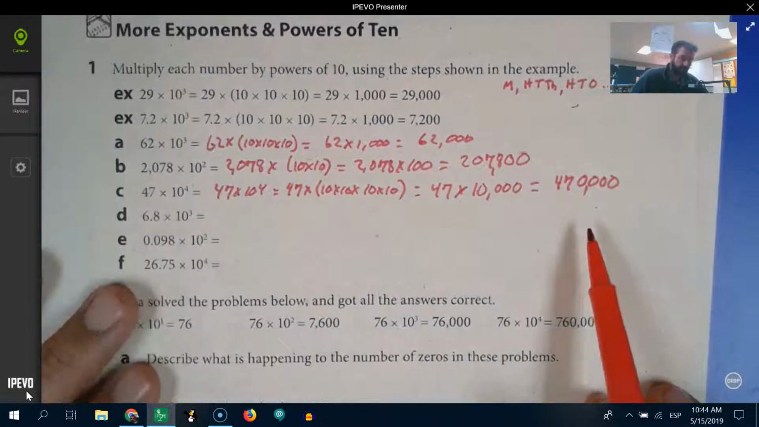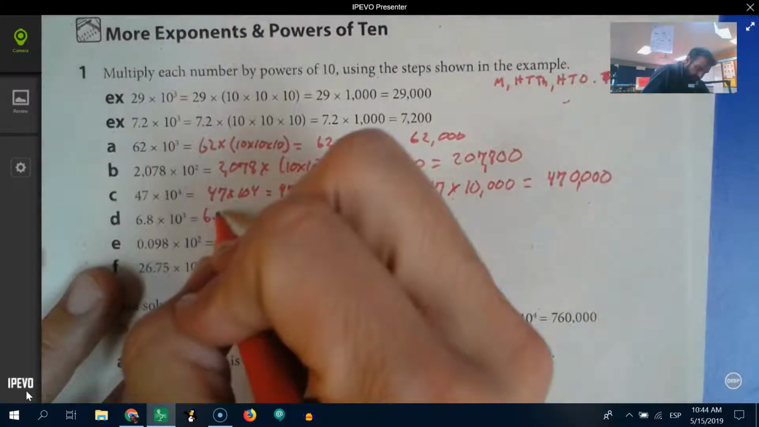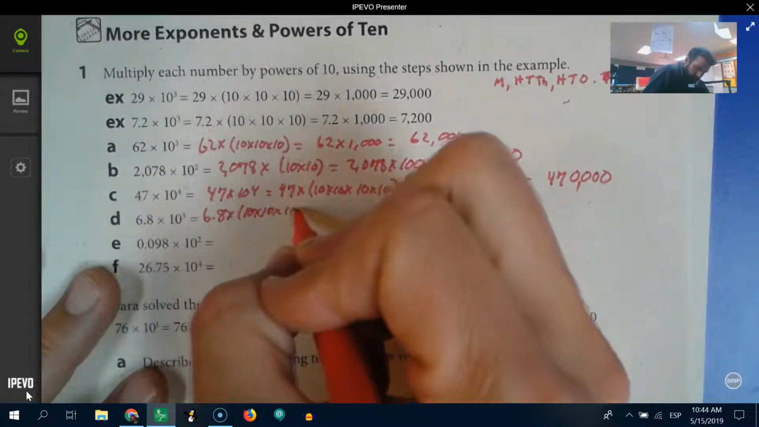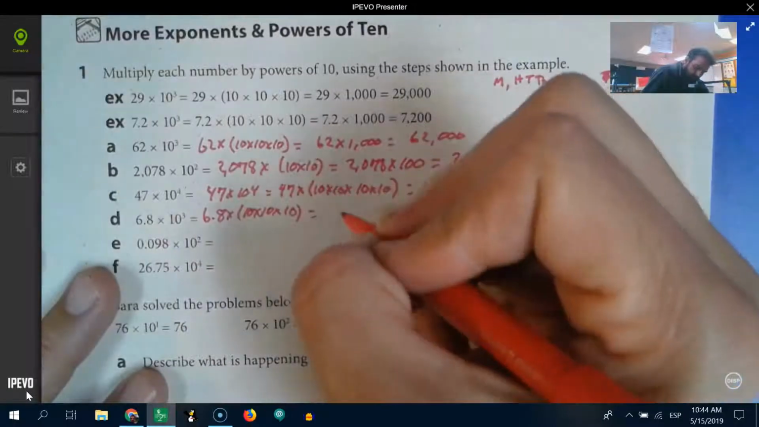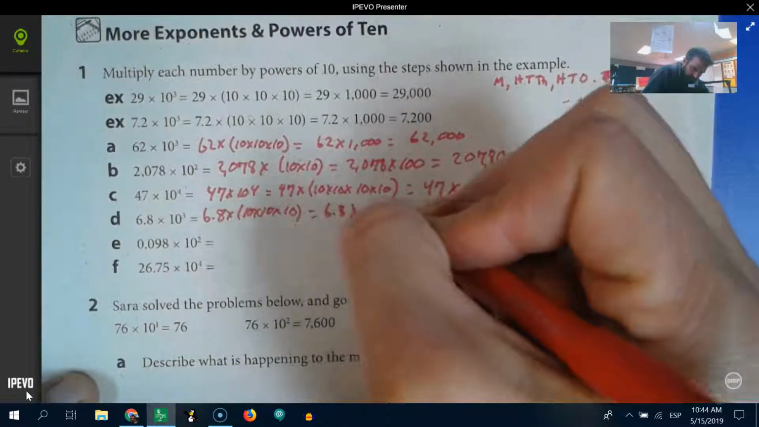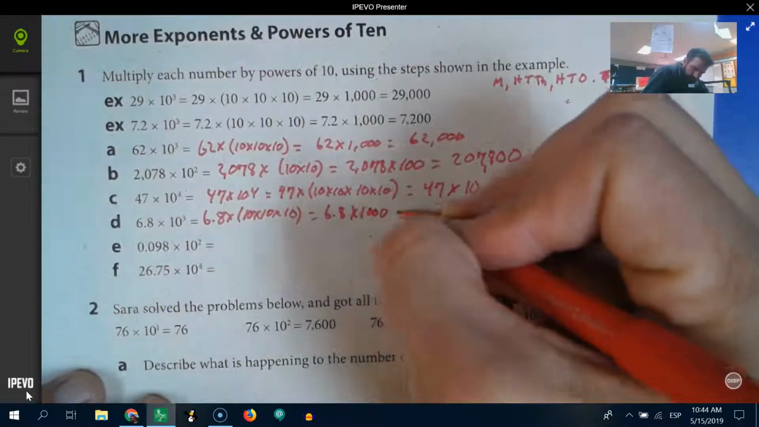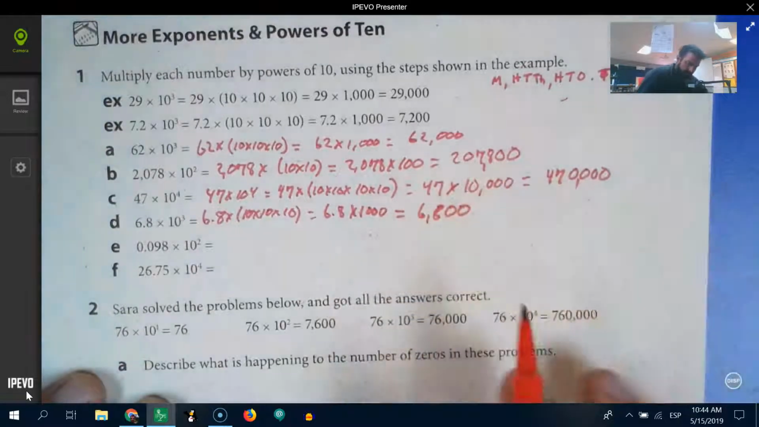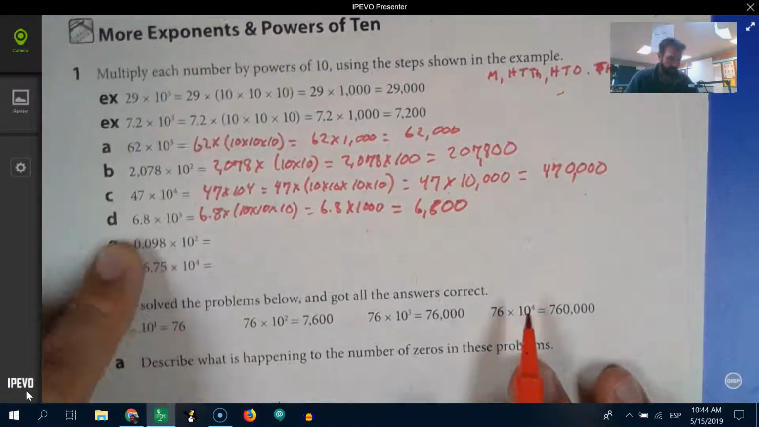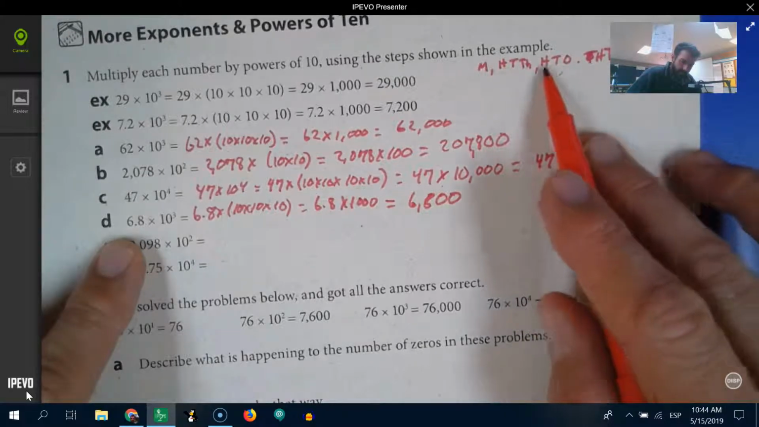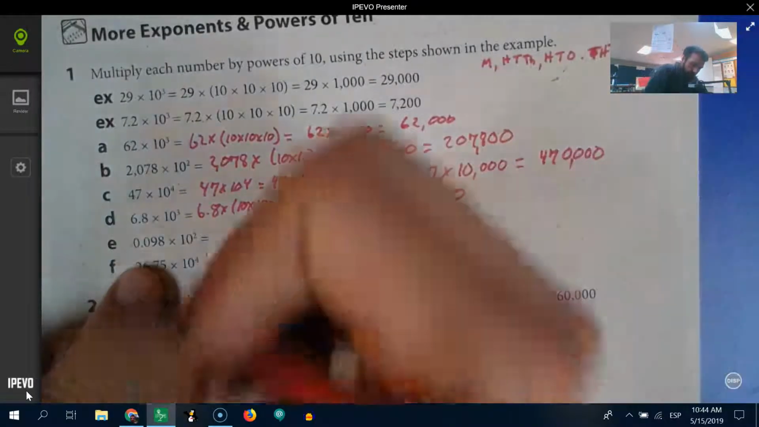Okay, cool. Now we have 6 and 8 tenths times 10 three times, which is equal to 6 and 8 tenths times 1,000, which is equal to 6,800. So everything shifted 3 spots. I can check that with my ones to 3, 1, 2, 3, to thousands. Yeah.